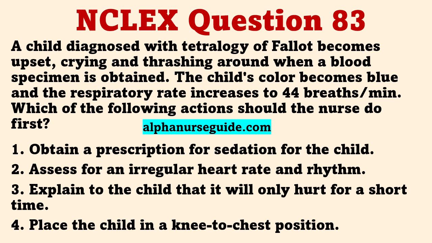An infant often assumes a knee-chest position in the crib, or the mother learns to put the infant over her shoulder while holding the child in a knee-to-chest position to relieve dyspnea. If this position is ineffective, then the child may need a sedative. Once the child is in the position, the nurse may assess for an irregular heart rate and rhythm. Explaining to the child that it will only hurt for a short time does nothing to alleviate the hypoxia.